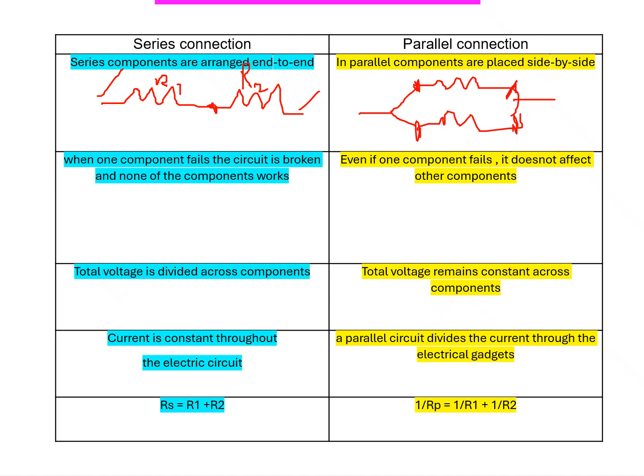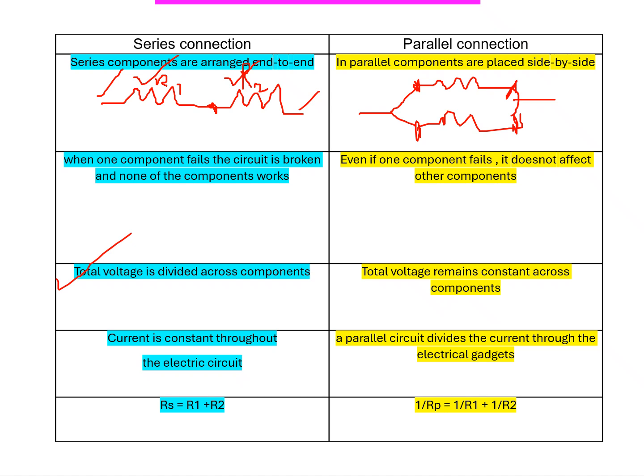Now here when you see in series connection, this is most important. When you take potential difference applied, that is divided across the components. Suppose you have some potential difference, that will be divided across this R1 and across R2 based on their values. Whereas in parallel connection, the potential difference will remain same.